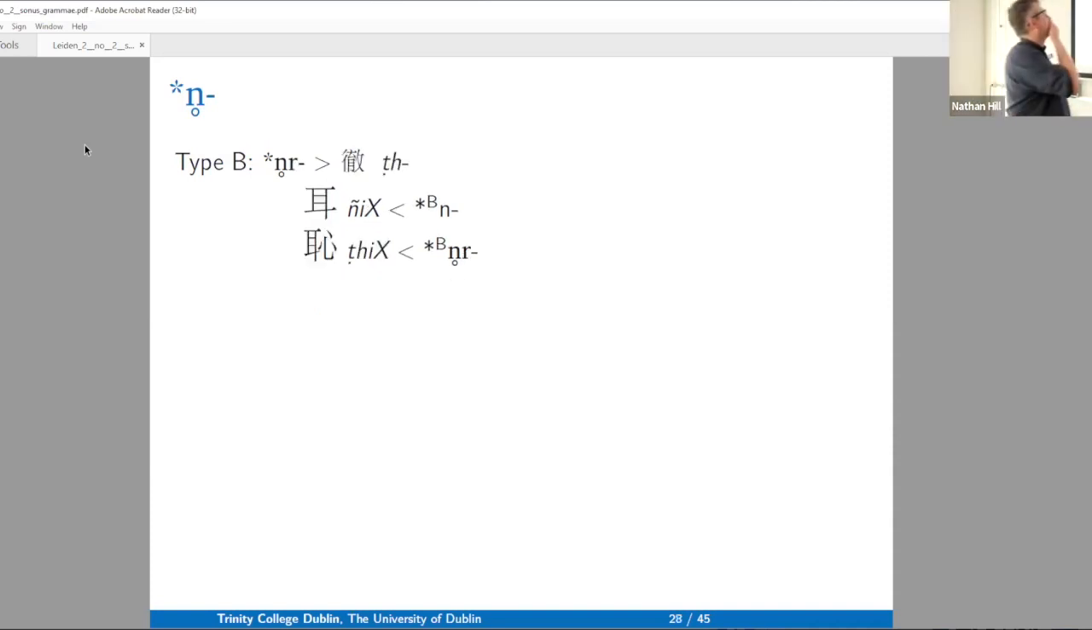Okay, so, and then we get retroflex. So why not take that back to an R, you know? So basically we're getting all of our retroflexes from medial R at this point. So then we have sna, right? And then that becomes ta. Okay.